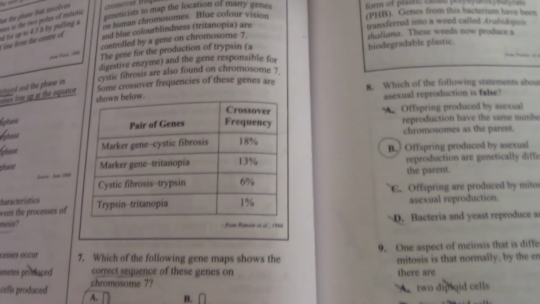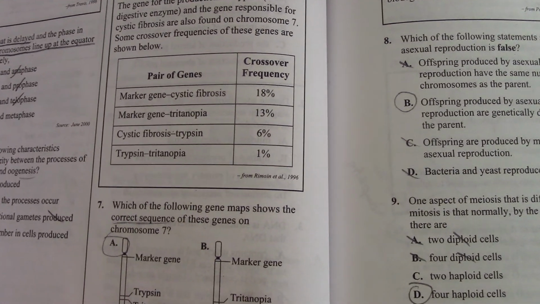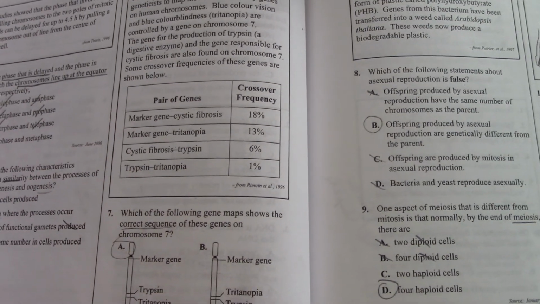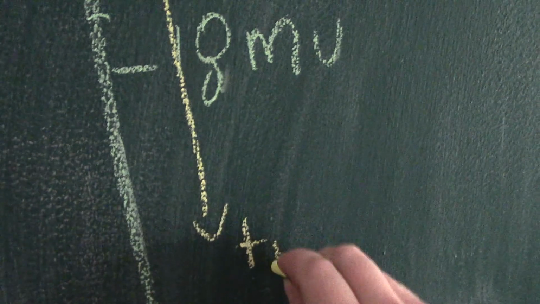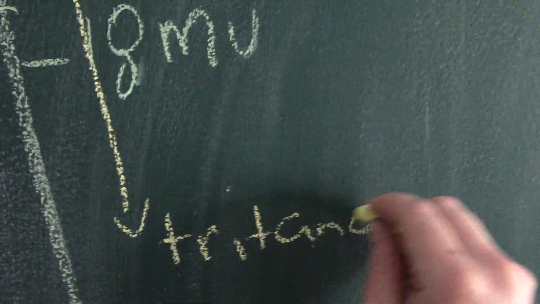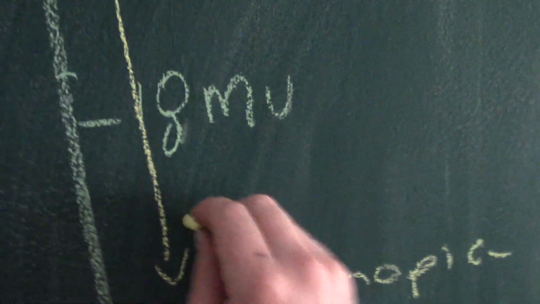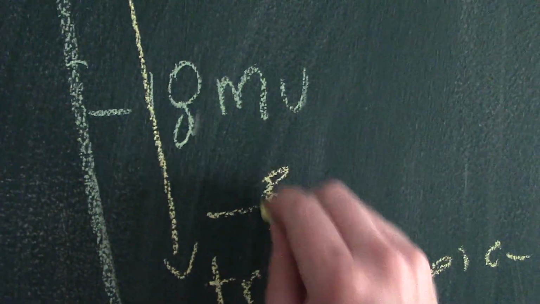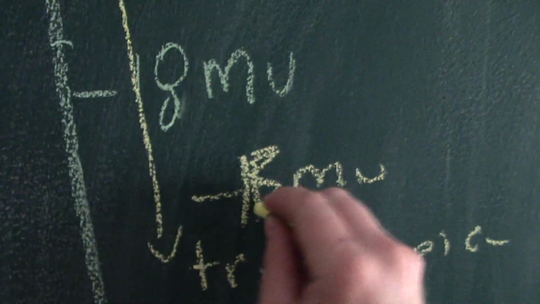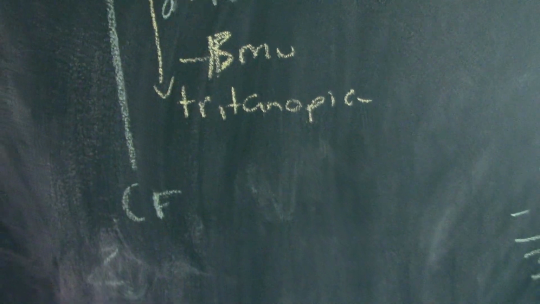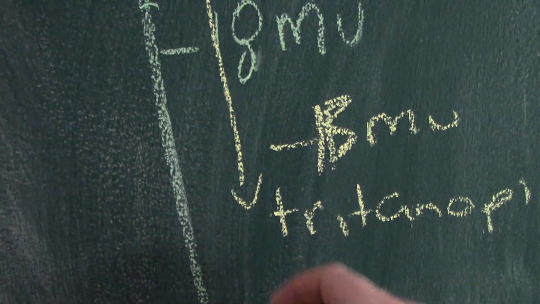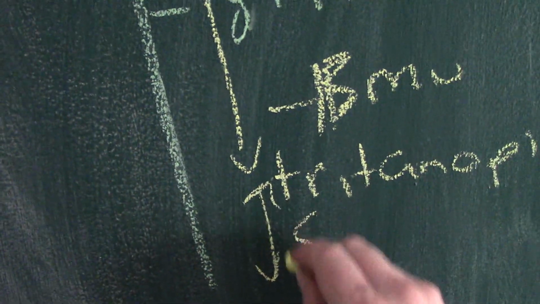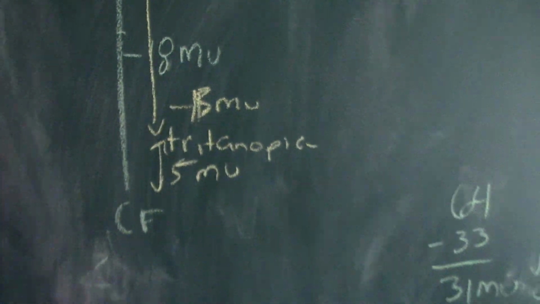Okay, just blowing through chalk today. All right, so the next one is the marker gene and tritanopia. Marker and tritanopia are 13 map units apart. So this is 13. Okay, so this is 18 minus 13, which is 5, right? So this is 5 map units. So CF and tritanopia are 5 map units apart.